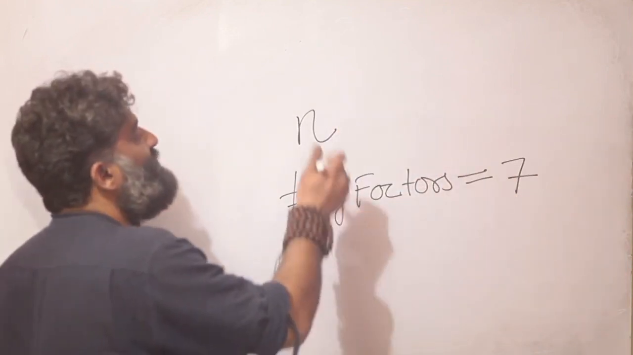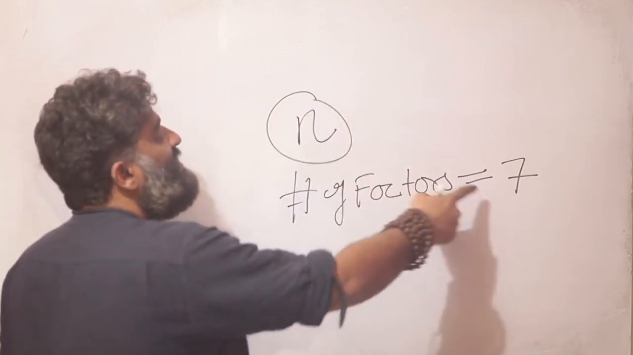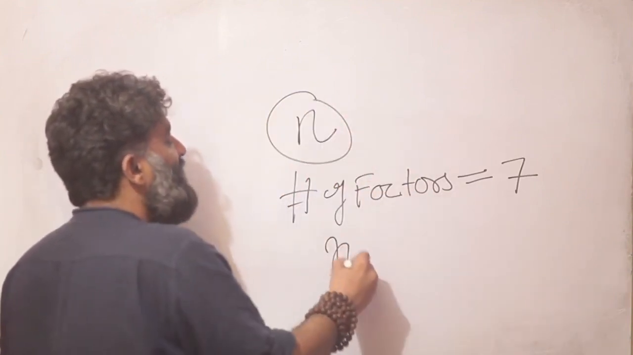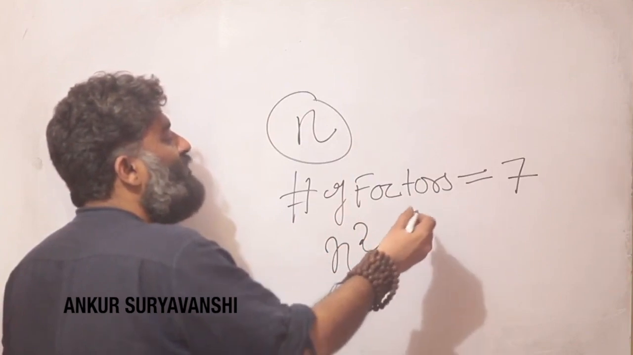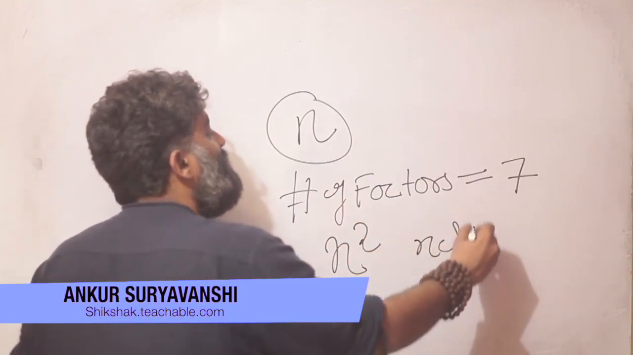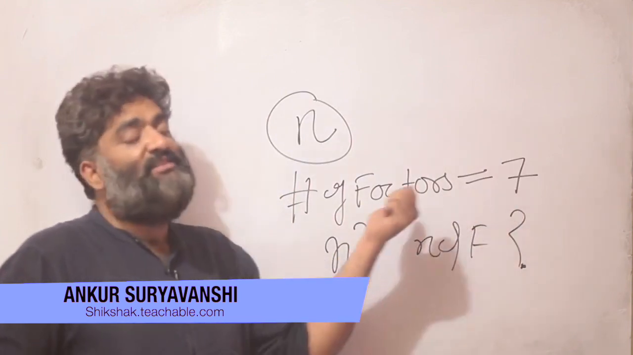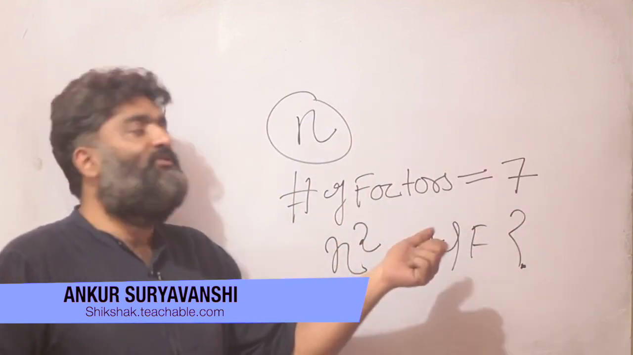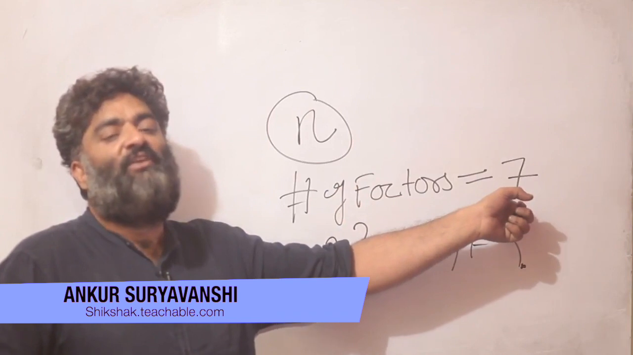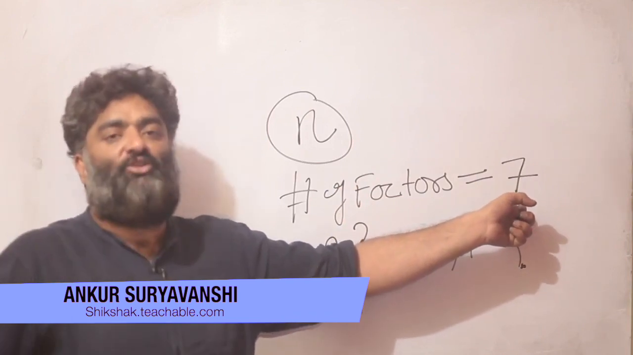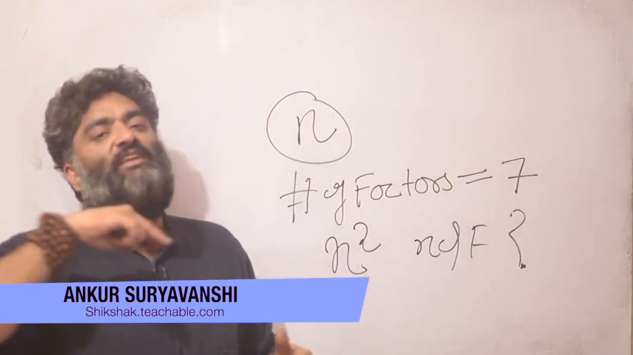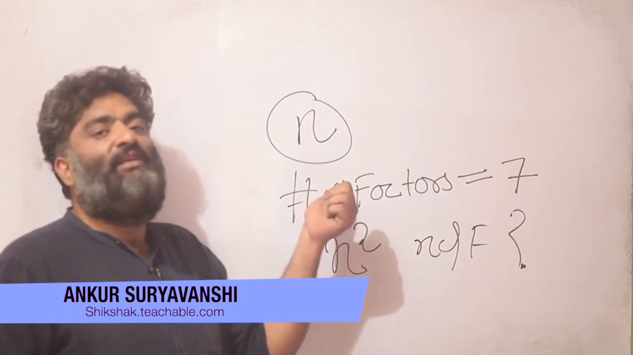Or the question could be, the given number is n, the number of factors is 7. When I talk about n square, what will be the number of factors for that? So you can start thinking right now, how will this logic work? You know how the number of factors come about, you know the back logic to it. So start thinking in the opposite direction and maybe you will get some hints.